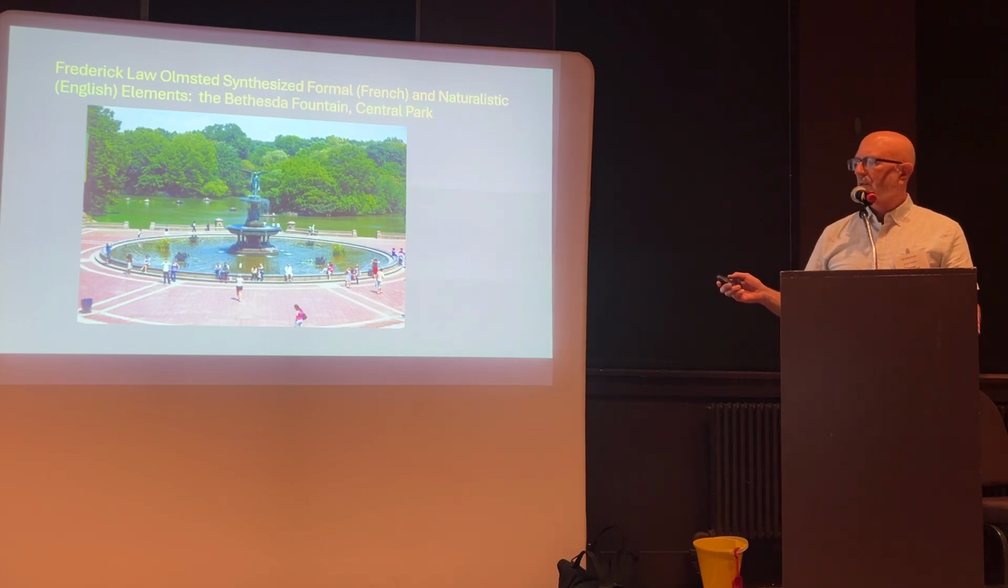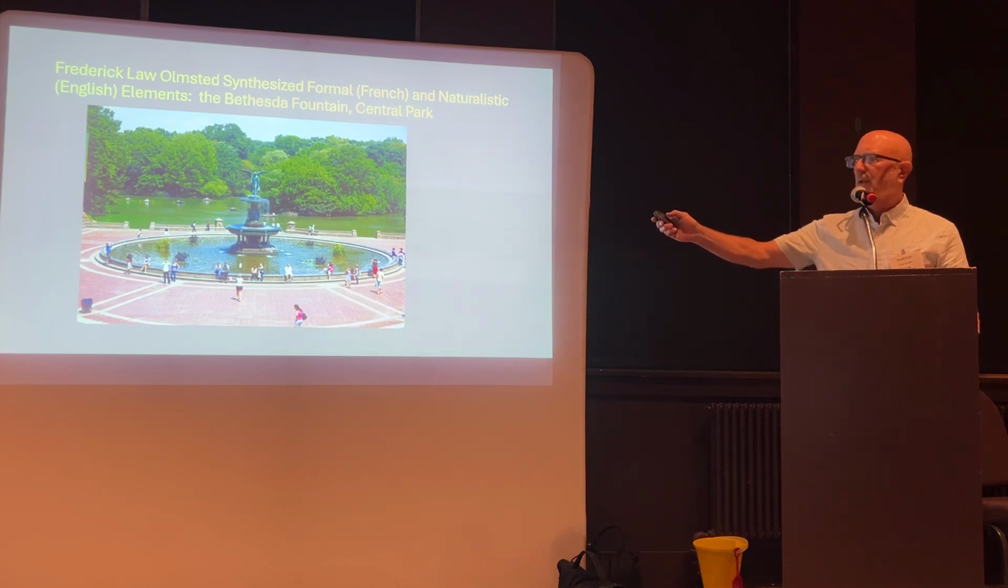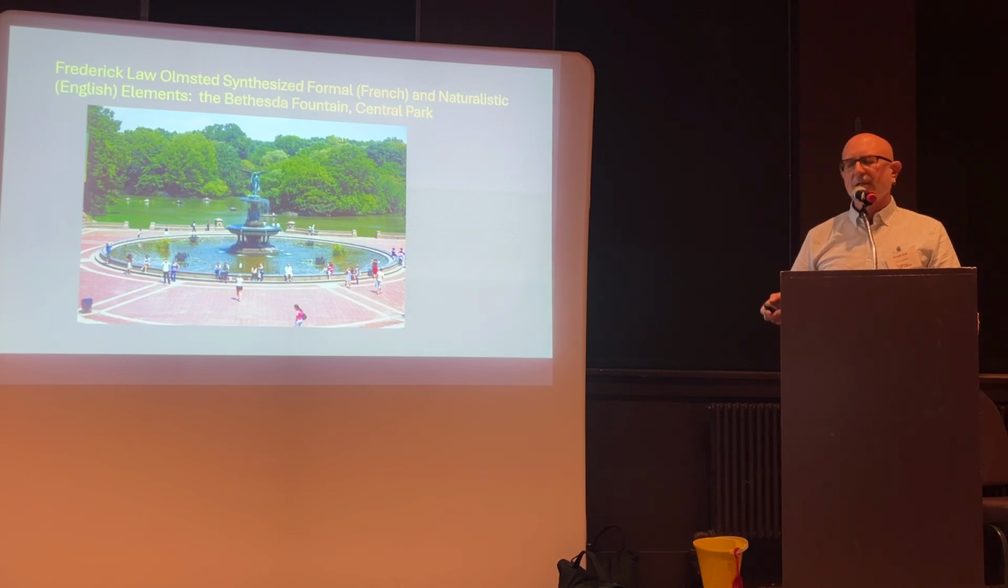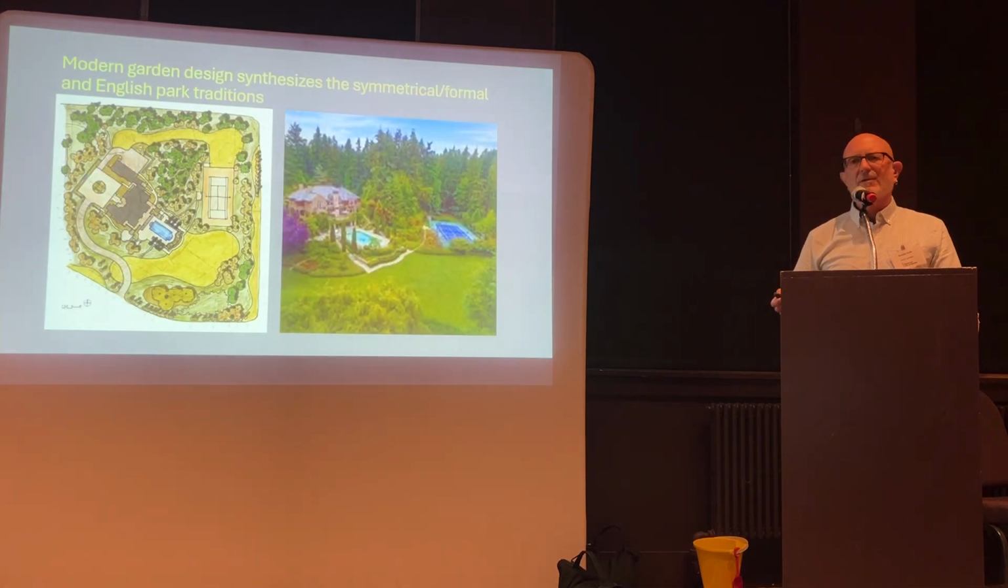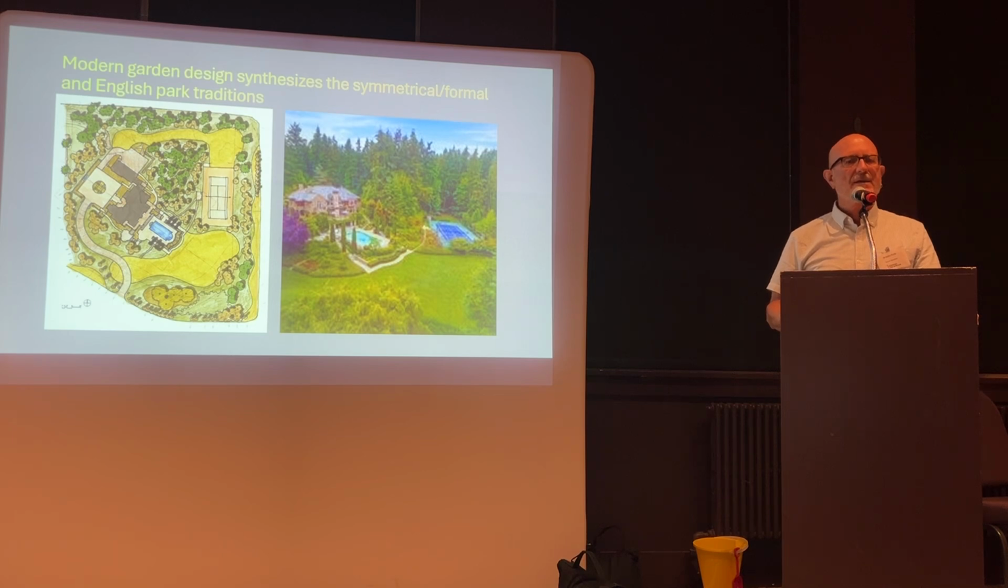So in this slide of the Bethesda fountain, you can see that they're in Central Park in New York. You can clearly see that there's two axes going through the Bethesda fountain, very formal and very axial. But in the background, what are you looking at? You're looking at a giant lake that is completely natural and has no regular form. So what does that have to do with garden design in the Seattle area?